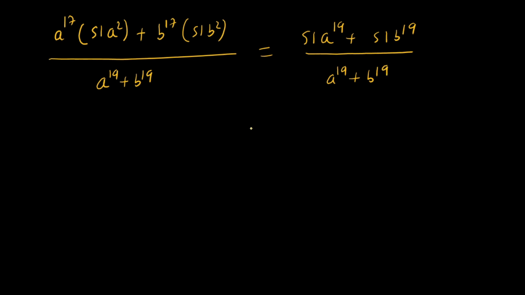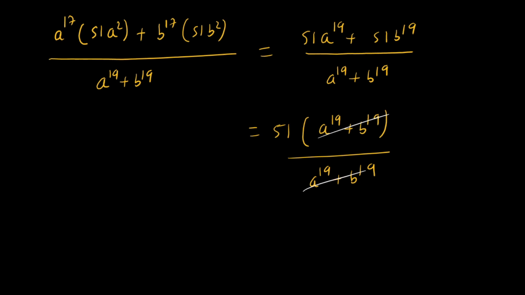In the numerator, if we take 51 common, we get a^19 + b^19 divided by a^19 + b^19. Now this and this cancel out, so the value is 51.